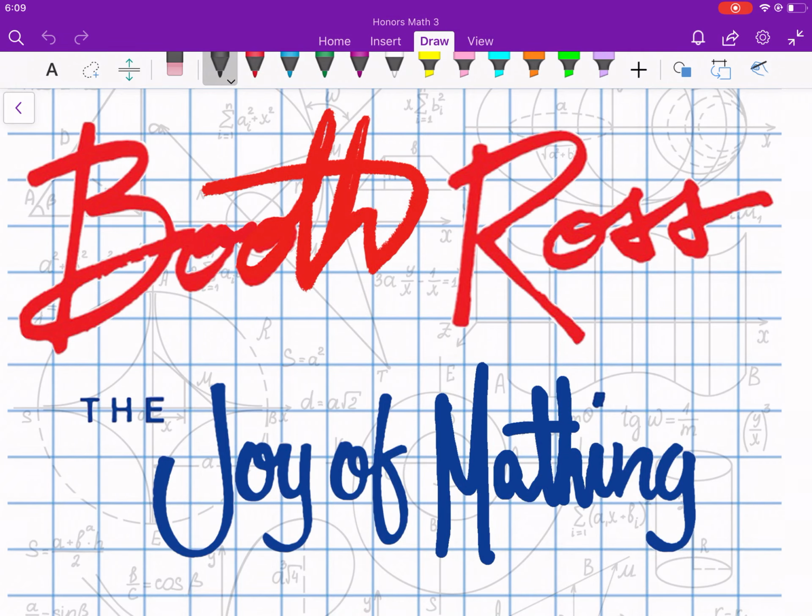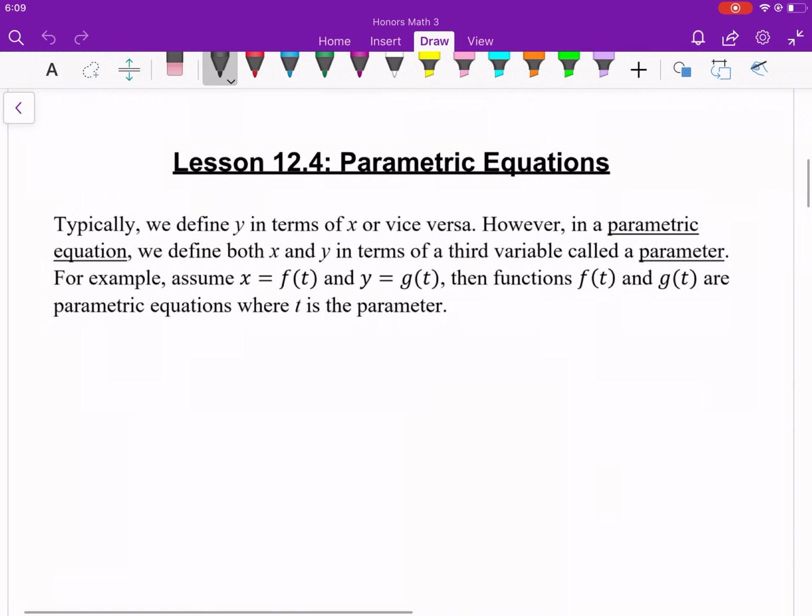All right, welcome to Booth Ross and the Joy of Mathing, edition 12.4, Parametric Equations. So this is going to veer off from polar equations, but there are some similarities and so on. But parametric equations are pretty important to understand.